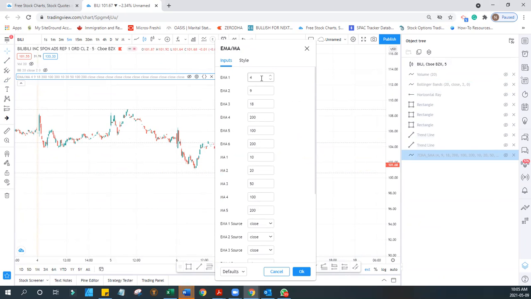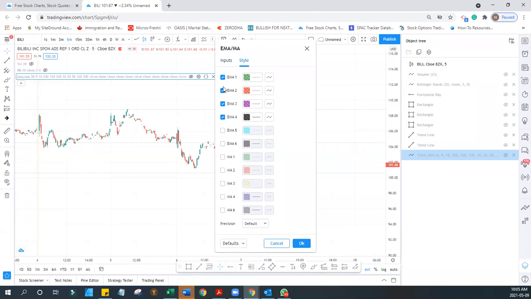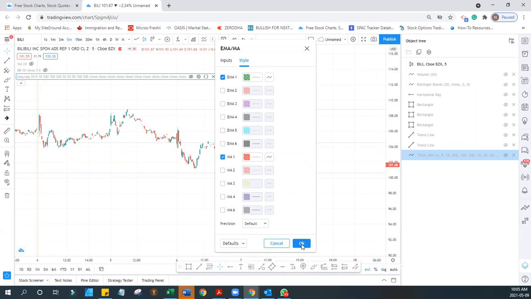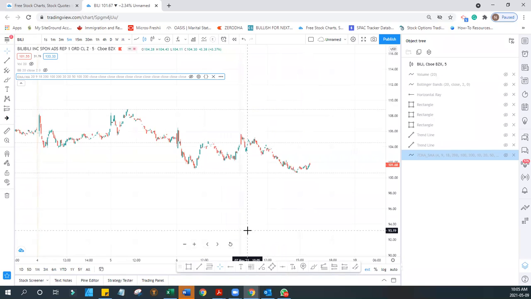Now let's put a 20 moving average here. I'm going to keep this one as a 20 moving average. This is the EMA, this is the MA. I'm going to take this off, I don't want anything else, and I'm going to make this one red. So the red you are seeing is a simple moving average, and the green is the EMA.